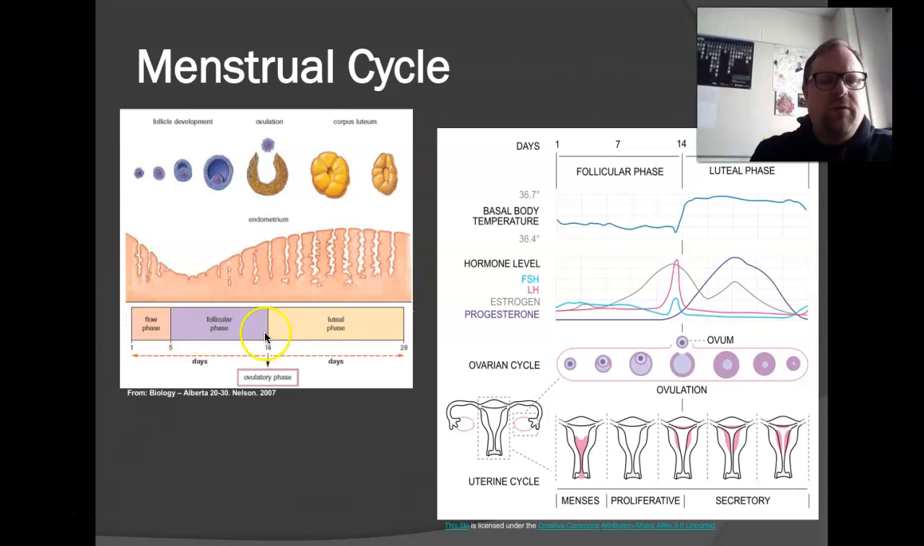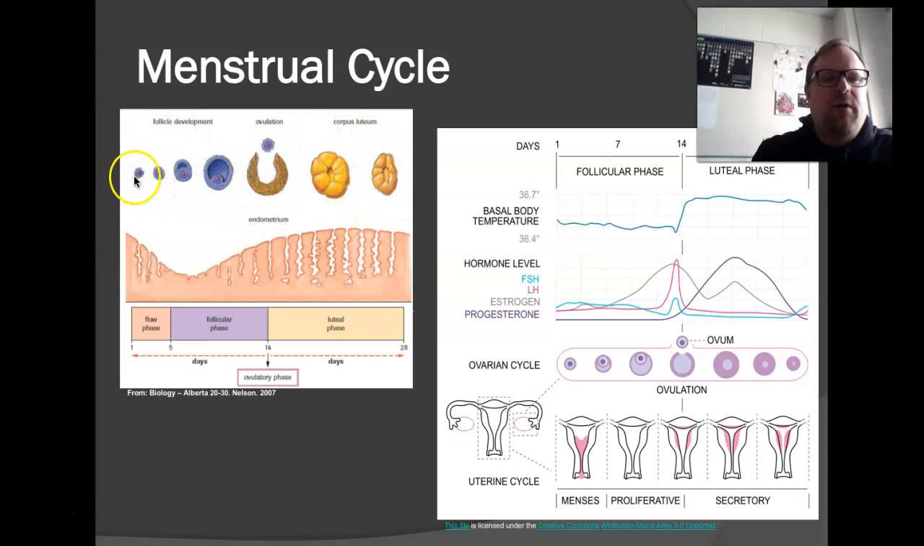So you can see the three phases we talked about, with flow phase starting at day 1 through day 5, follicular phase 5 through 14, and luteal phase 14 through 28. And you'll notice that there's a fourth phase, or fourth part, called the ovulatory phase, which occurs at day 14. This shows you what's happening up here to the follicle.